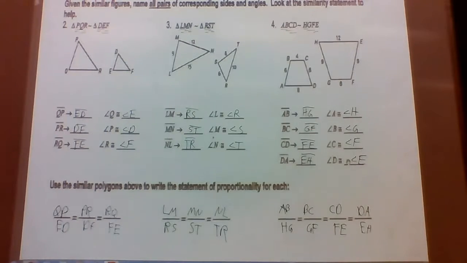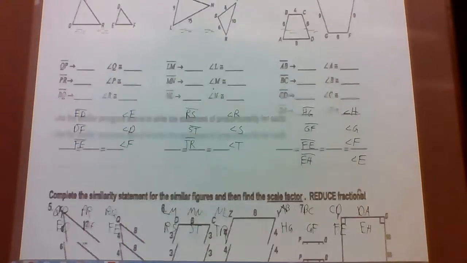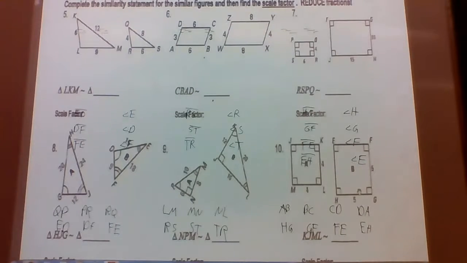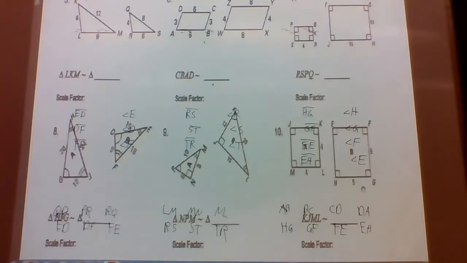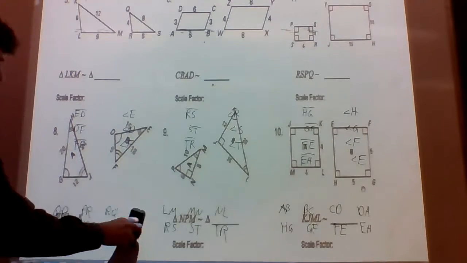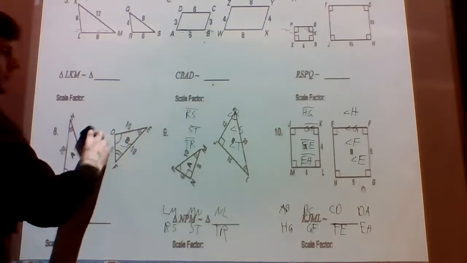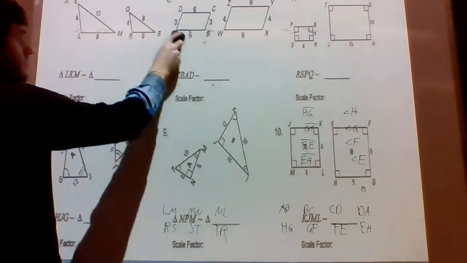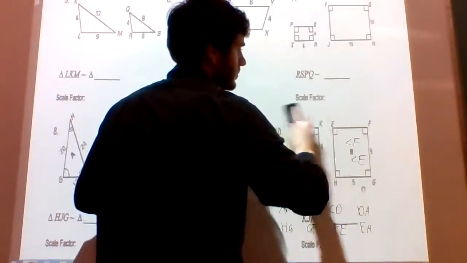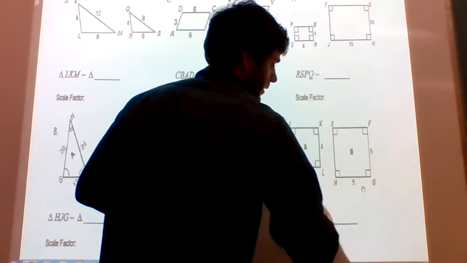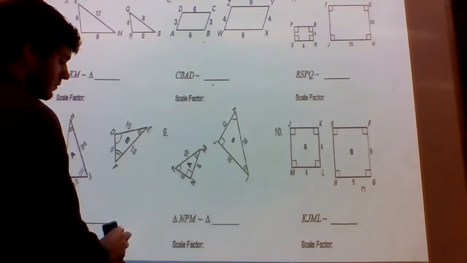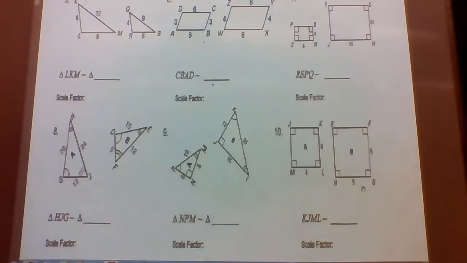Okay. So that's 2, 3, and 4. 5. So they want us to complete the similarity statement for the similar figures and then find the scale factor. We want to write a similarity statement and then find the scale factor, also known as the similarity ratio. It's going to tell us how much bigger one triangle is from the other, or one polygon is from the other. So let's start with the first one.